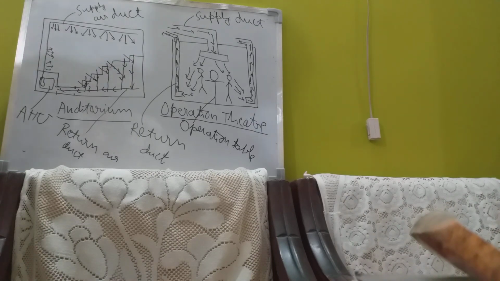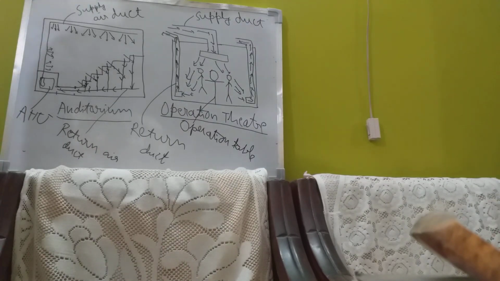Now I am talking about the air conditioning of specific applications. Here the specific application is auditorium and operation theatre. You generally have air conditioning systems in airports, buildings, residential complexes, shopping malls, hotels, etc. These are generally the same types of air conditioning everywhere. But there are air conditioning processes where the same type of air conditioning is not used.